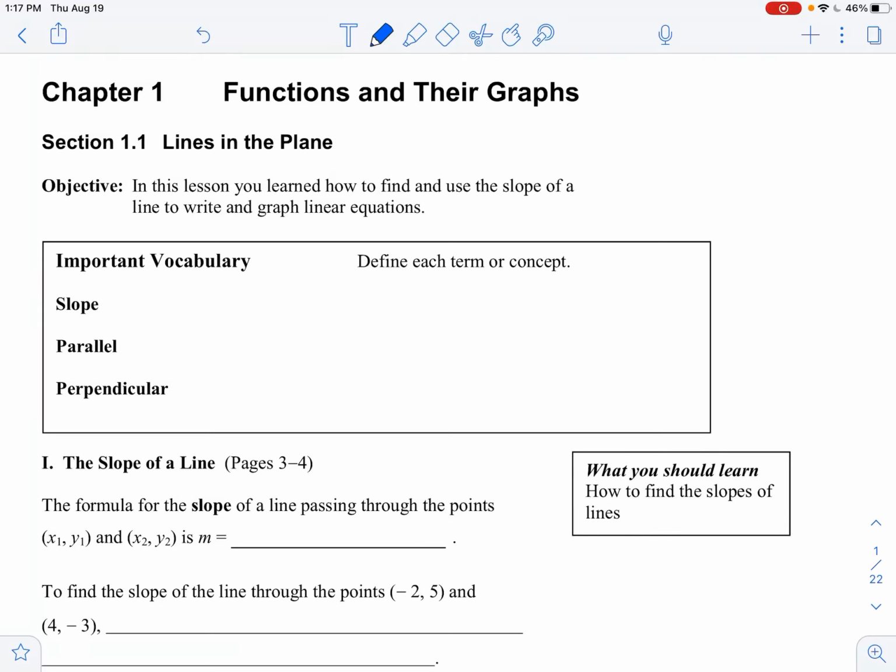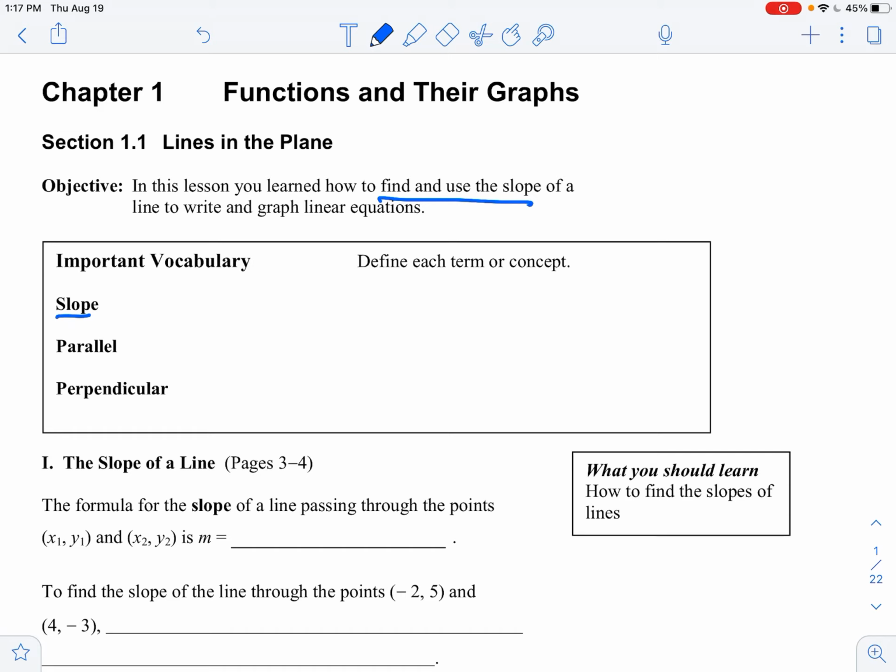Hey everybody, we are starting chapter 1. We're doing our first chapter, which is actually a review chapter. This should look familiar to you. Let's jump in. We're going to talk about how to find and use the slope of a line to write and graph linear equations. So let's talk about what a slope is.